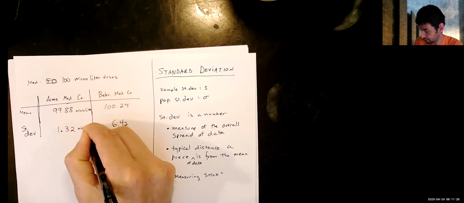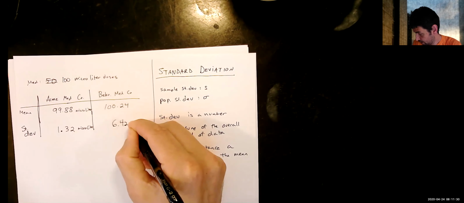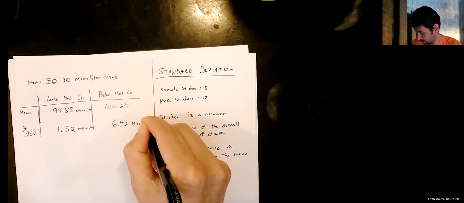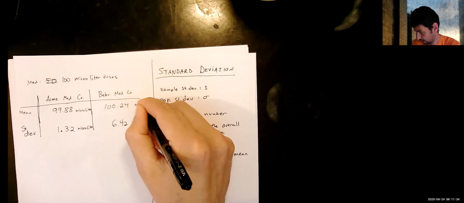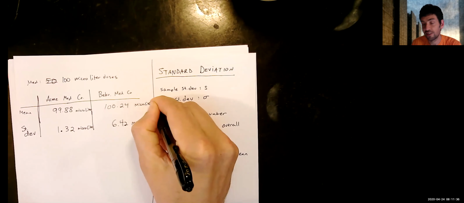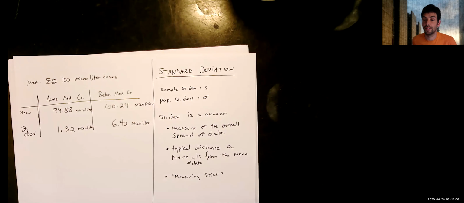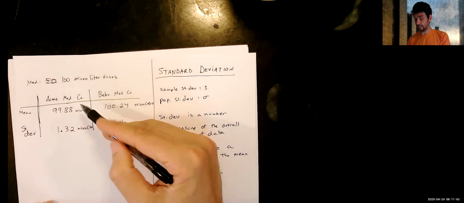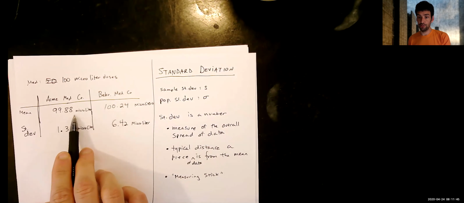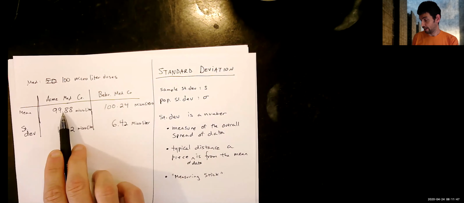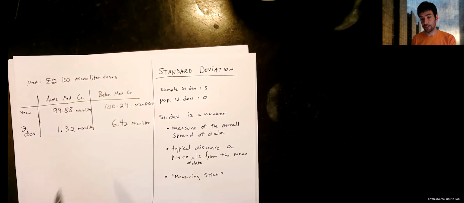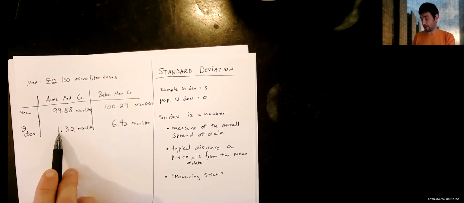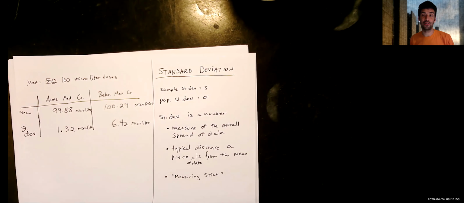The standard deviation is going to have the same units as the mean, which is going to have the same units as the data itself, right? So what we're saying here, for instance, is the typical dosage from Acme Medical Company is 99.88 microliters, and the typical piece of data is about 1.32 microliters different.